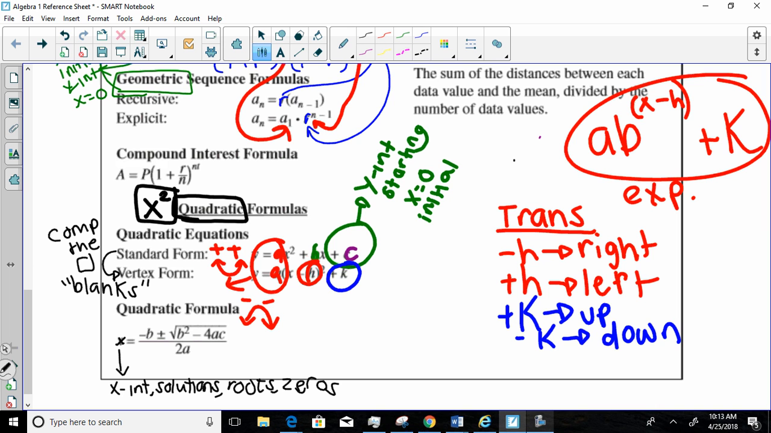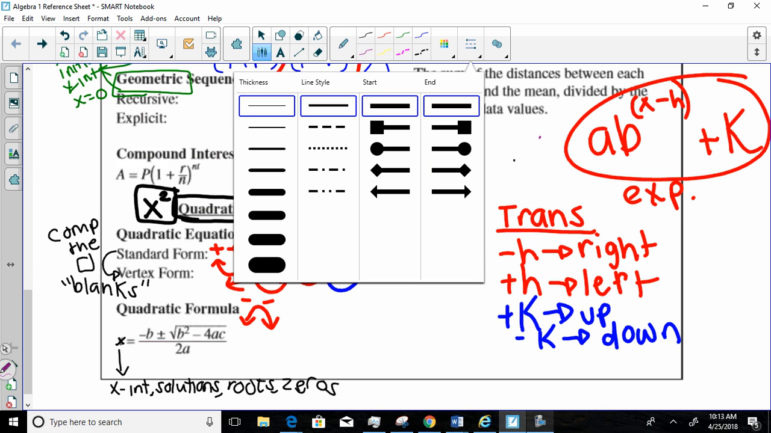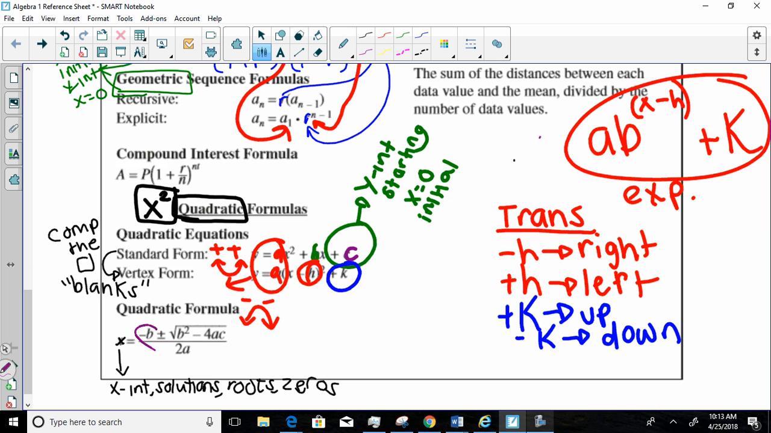Now, there's two things that I define from this. The first one is negative b over 2a. What does negative b over 2a give me? Axis of symmetry. Axis of symmetry, which is the x coordinate of your vertex. How would you get the y coordinate of your vertex? Plug it back into the original equation. So negative b over 2a gives you your axis of symmetry.